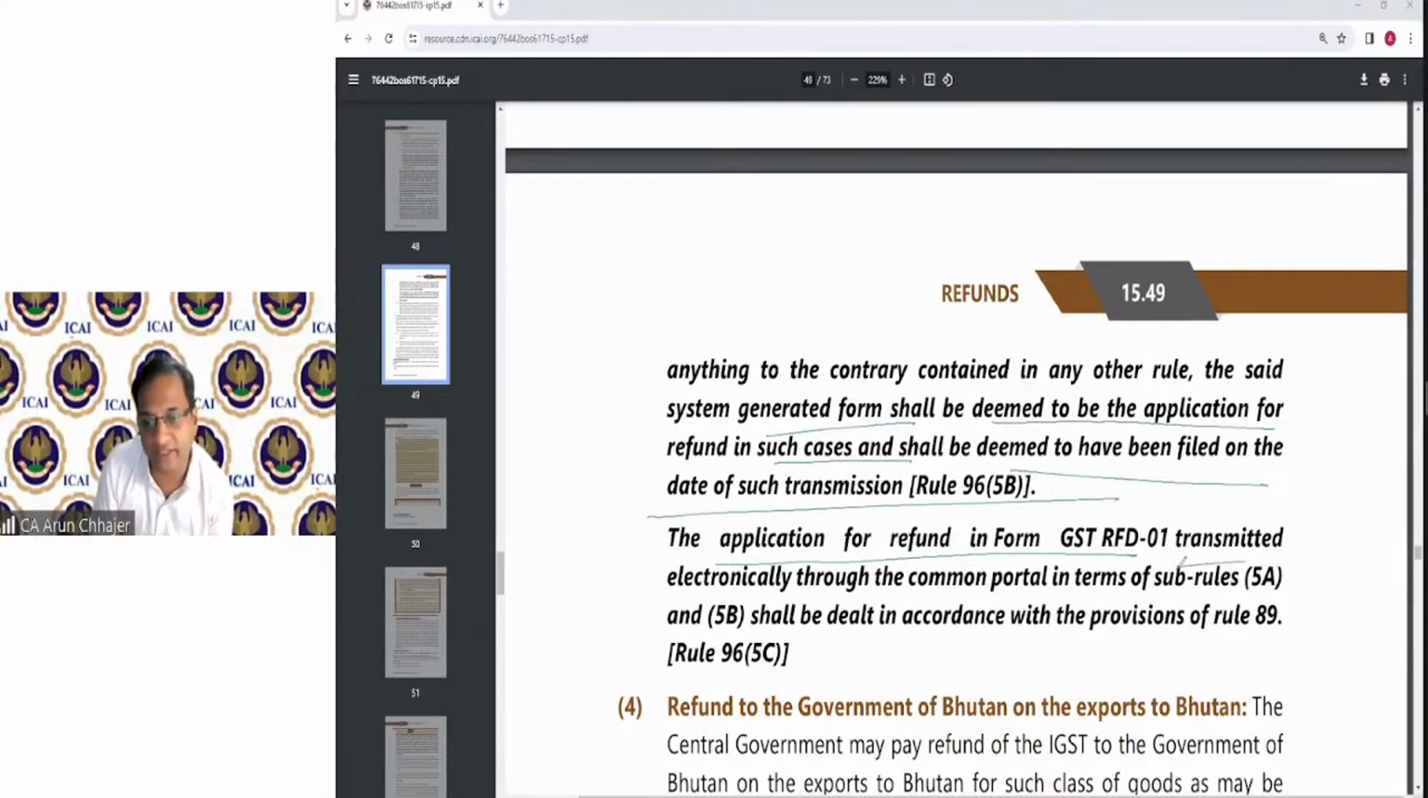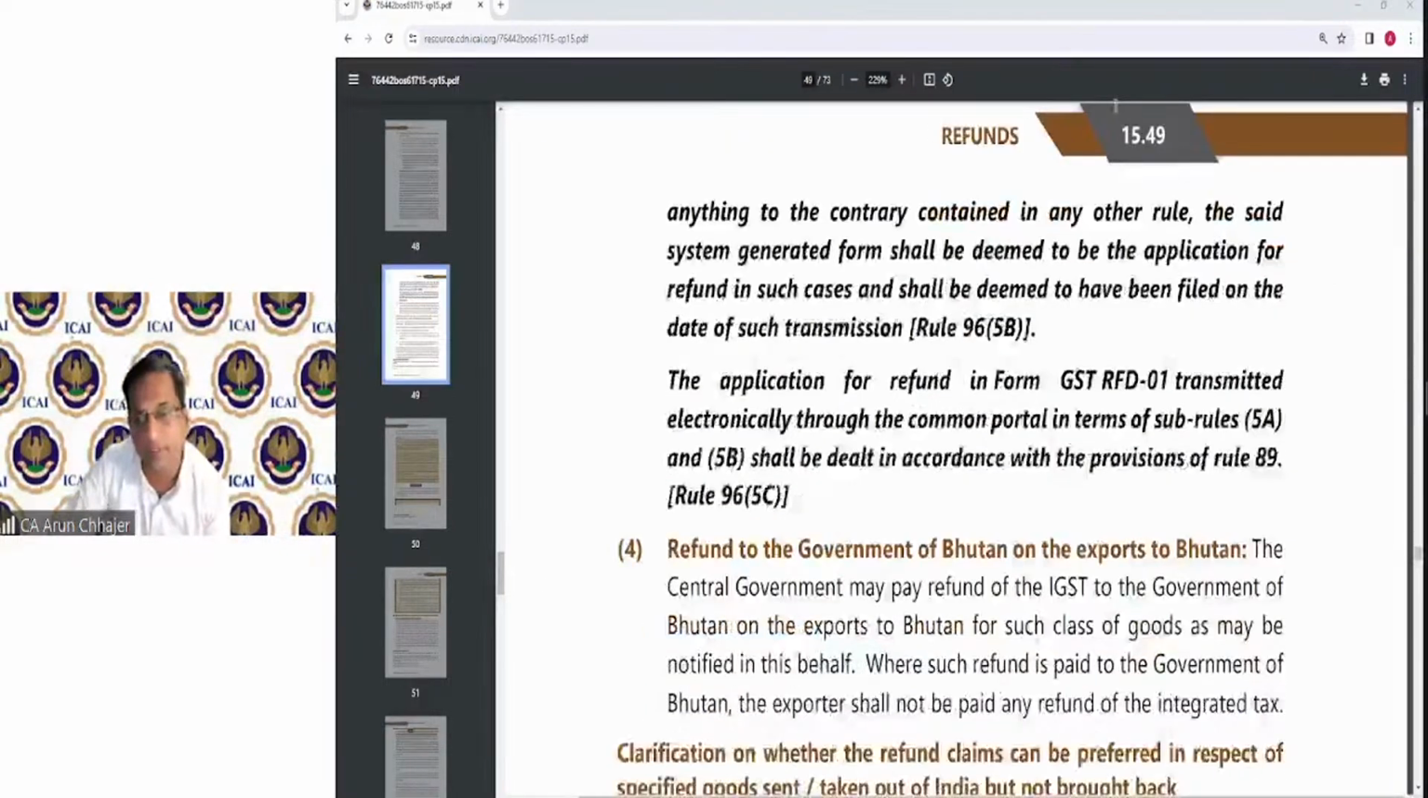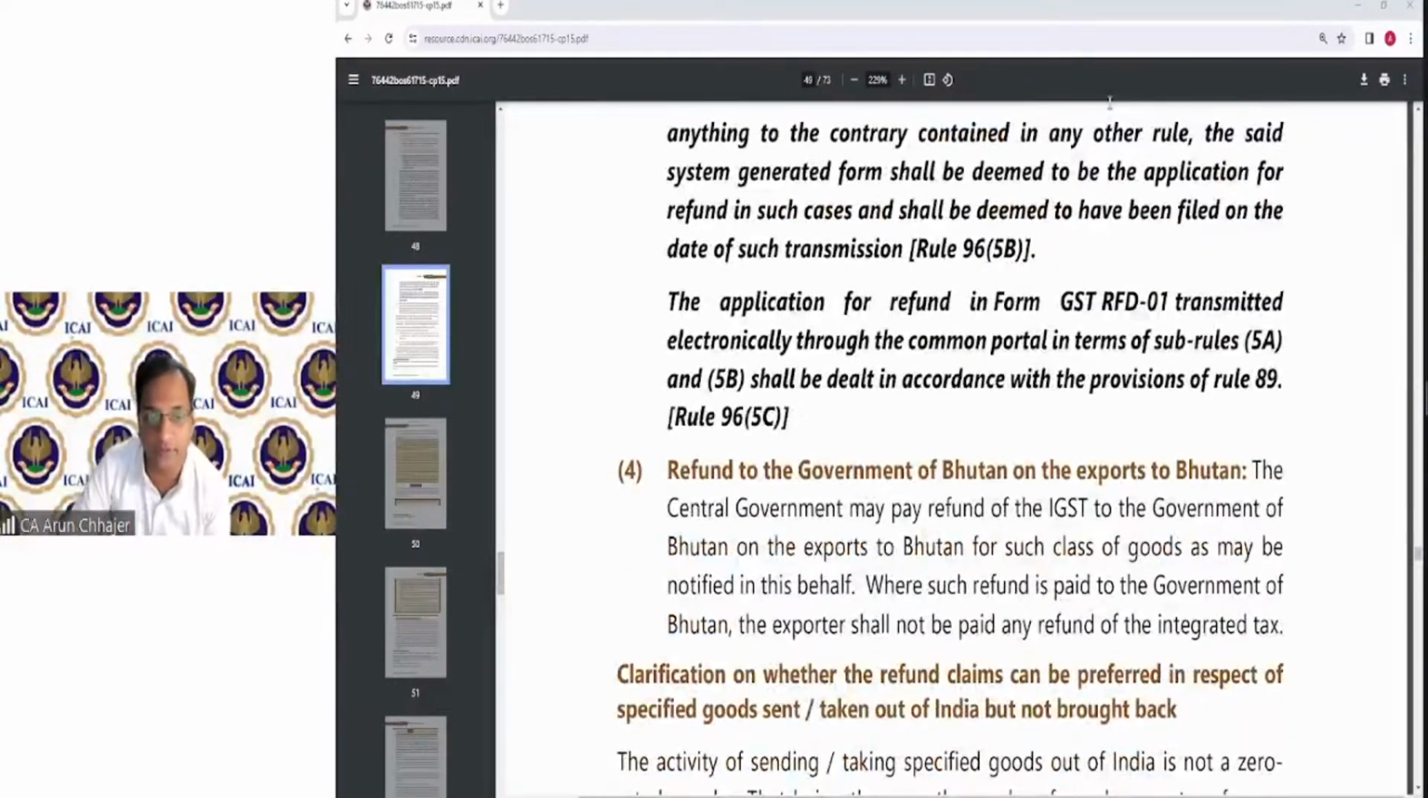The application for the refund transmitted electronically through the common portal shall be dealt in accordance with the provision of Rule 89. So जो हमने ऊपर डिस्कस कर लिया. Government to the Nepal or Bhutan, and they are saying the central government may pay the refund of IGST to the government of Bhutan on the export to Bhutan for such class of the goods as may be notified. Where such refund is paid to the Bhutan government, exporter shall not be paid any refund of IGST.